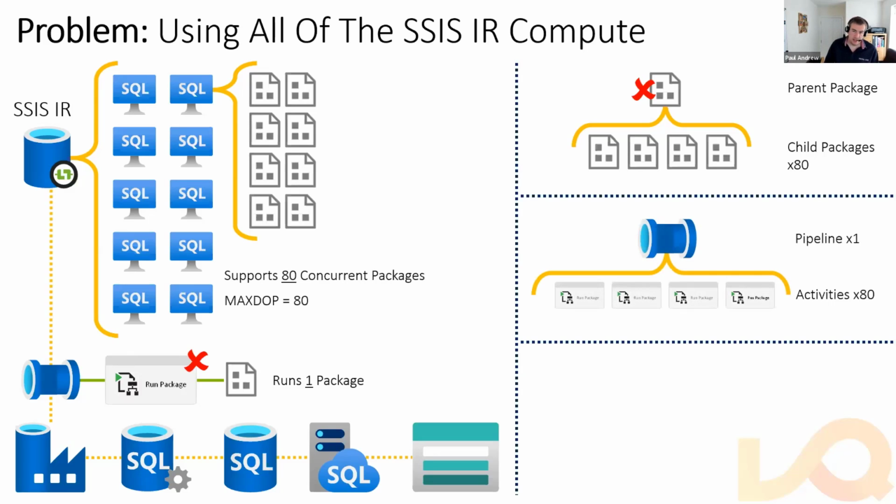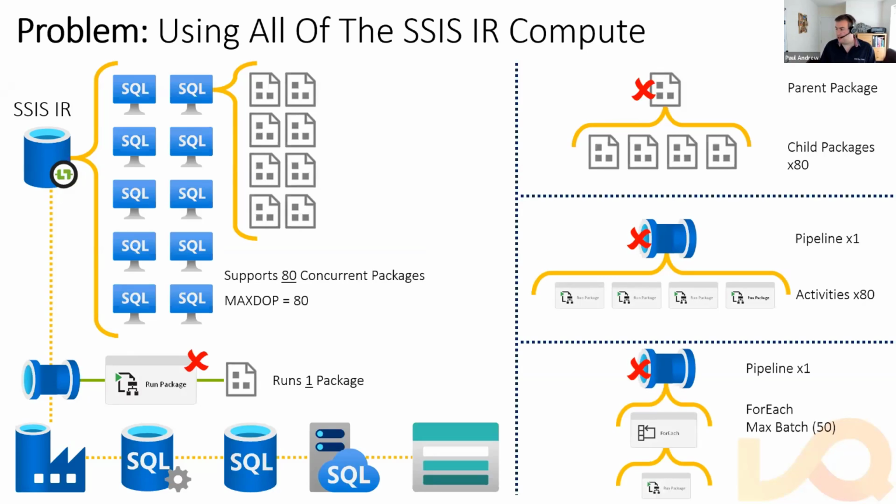We could say, I'm going to have a single pipeline with 80 activities in there, all calling one SSIS package. That's going to scale out. That's going to run on my cluster. No, it's not. That doesn't work. You can only have 40 activities per pipeline, so we're only going to be able to use half of our cluster again. So that pattern isn't going to work.